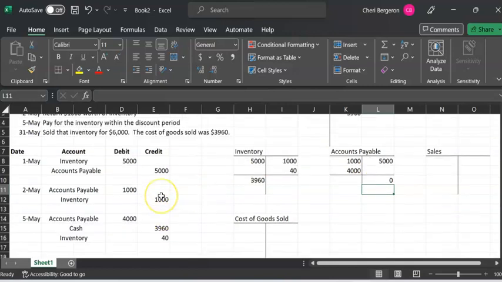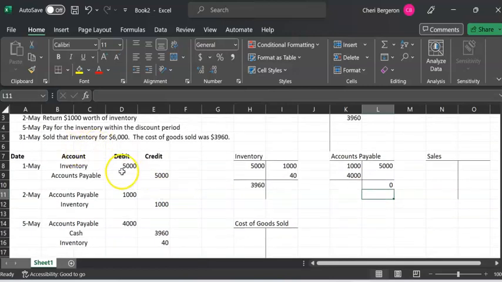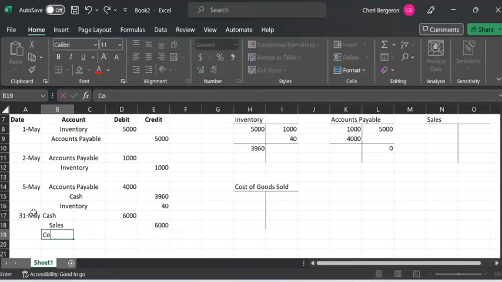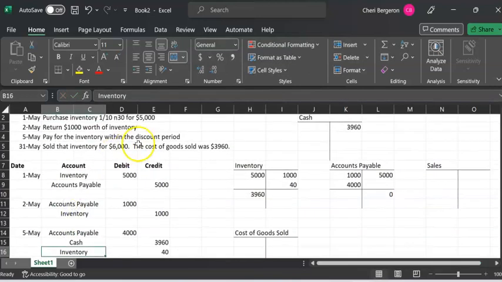Alright, so now let's make our first sale. So we sold the inventory for $6,000 on May 31st. Alright, so we're going to have cash goes up for $6,000. Our revenue account is called sales, and it goes up for $6,000 because that's what we sold it for. And then we're going to do cost of goods sold for the amount that we paid for it. And I gave it to you here. I said the cost of the goods sold was $3,960.